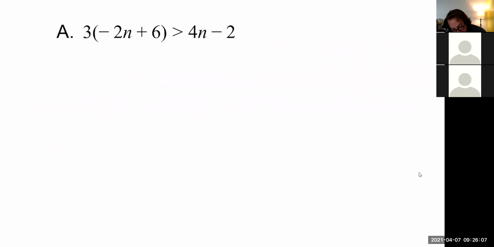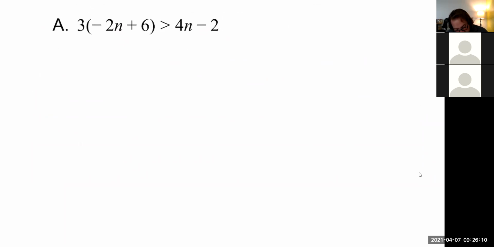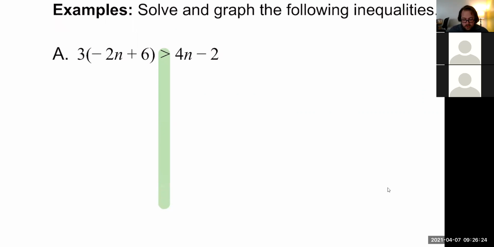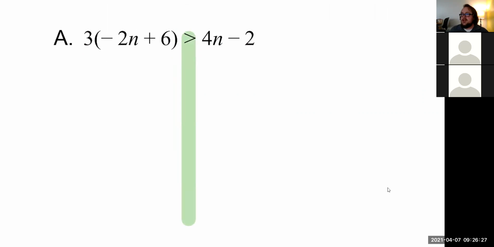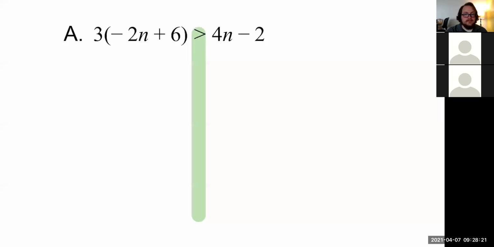So similar idea. Here we have an inequality. The only difference really is that instead of an equal sign, there's our inequality sign. Happens to be a greater than symbol. Let me guess about how much space I need there. Then I'm going to go right back into the steps that we hit on a lot yesterday. All right, so we have our guideline in there. That's going to help us keep our inequality sign in place.